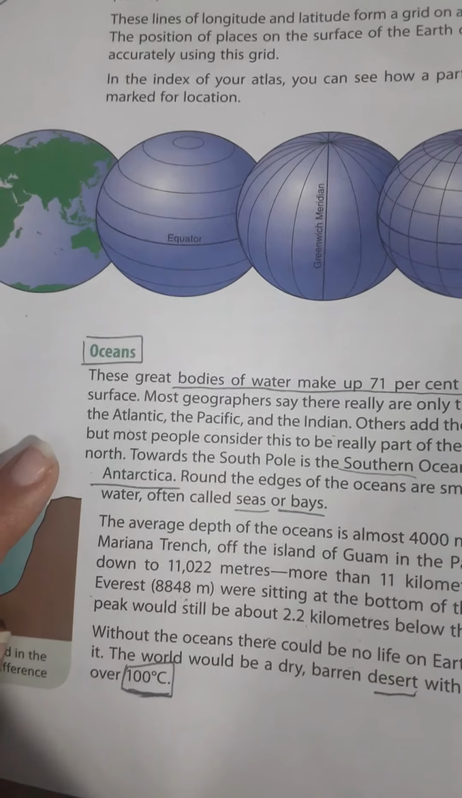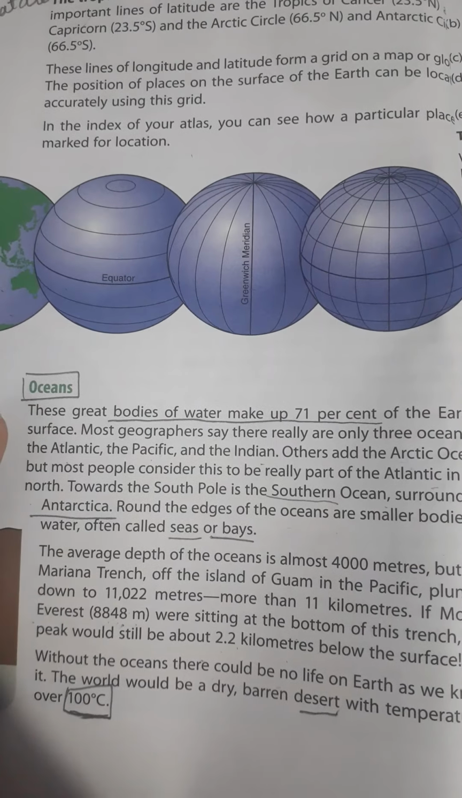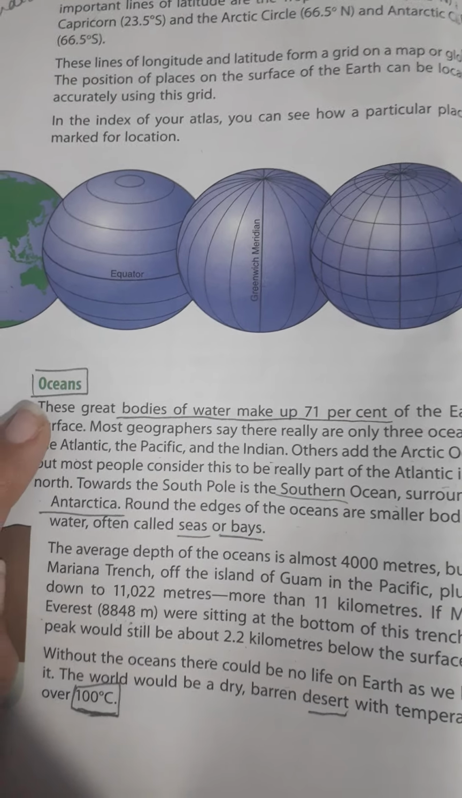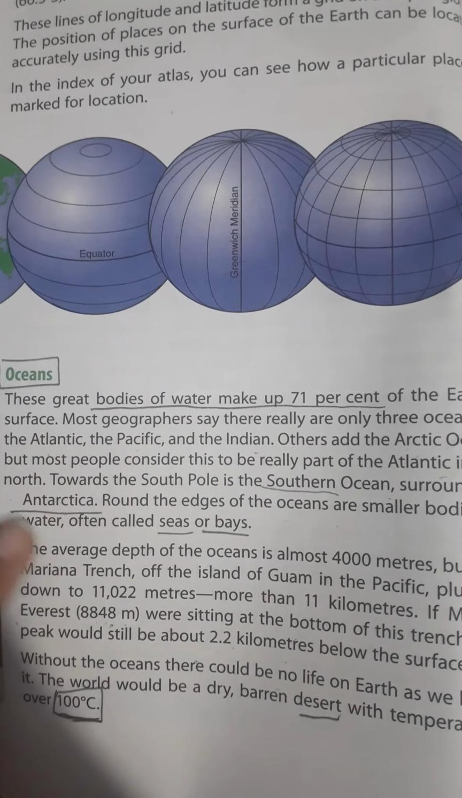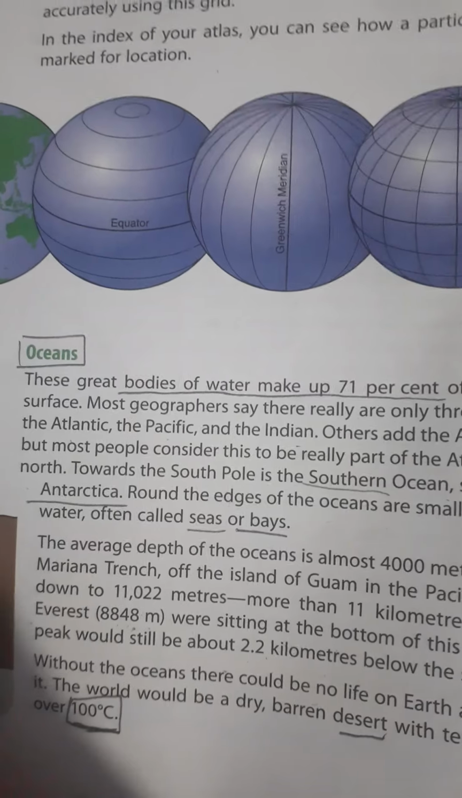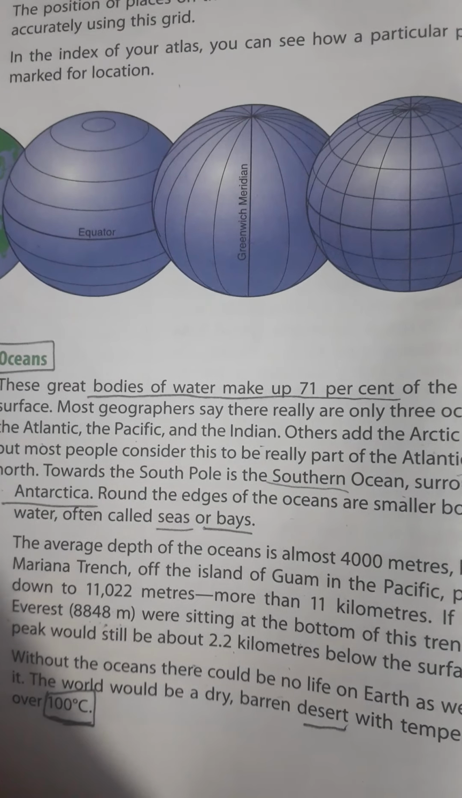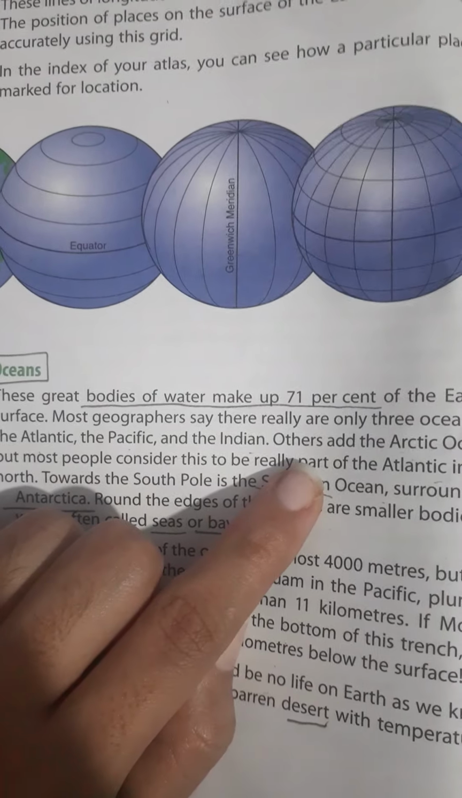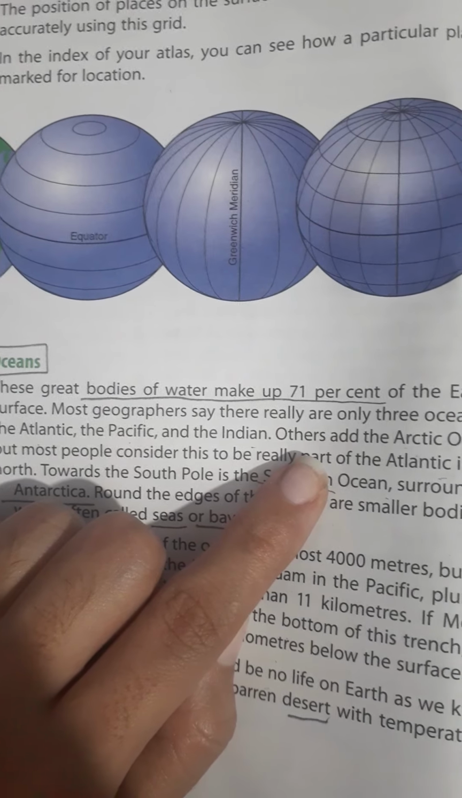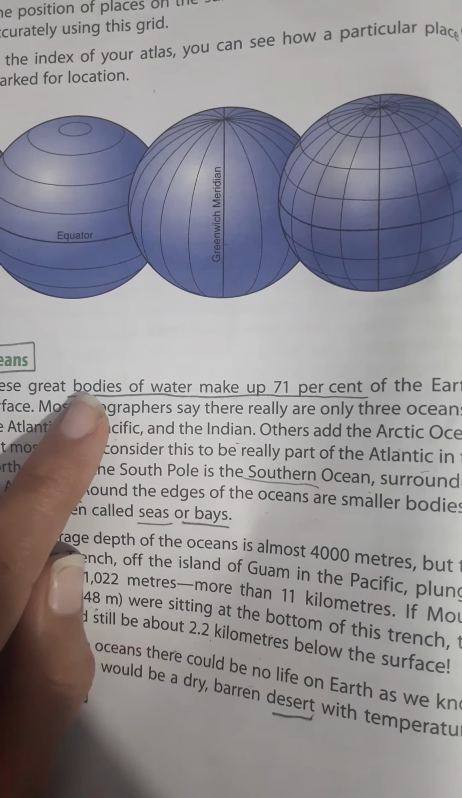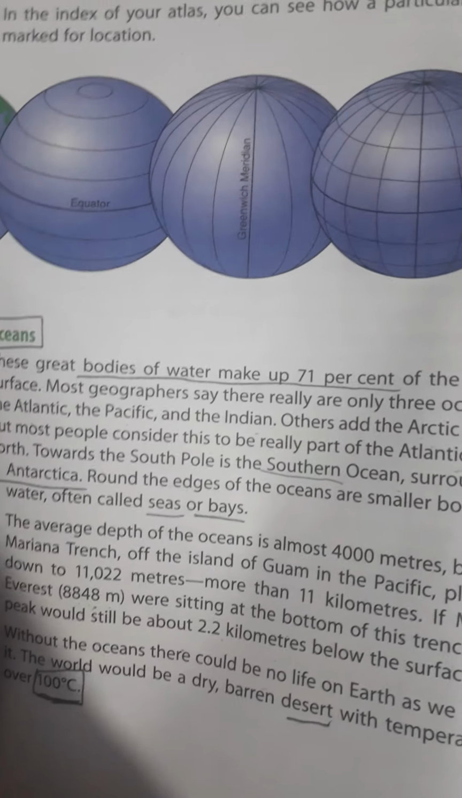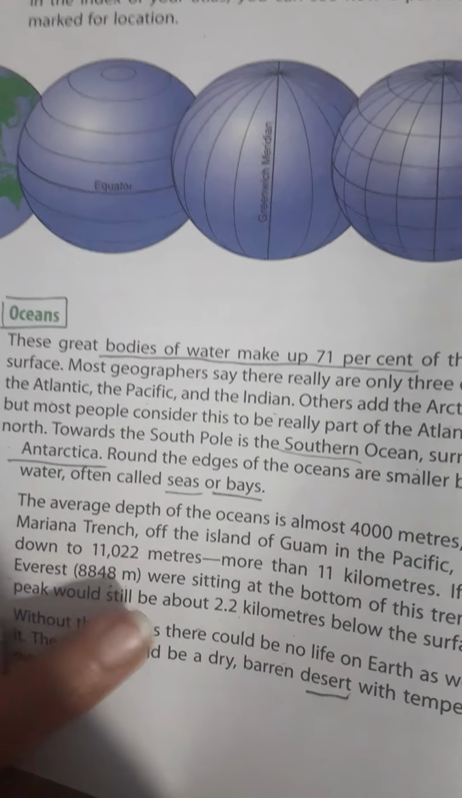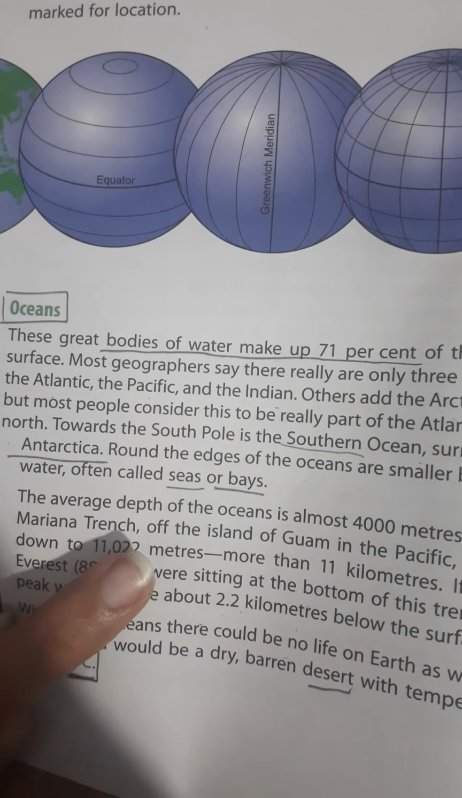Okay, next we have the topic oceans. The larger area covered by water is called the ocean. The ratio of water in the oceans is 71%. Okay, 71% of the water bodies present on the earth are called oceans. The smaller parts or the edges of the oceans are called seas or bays.